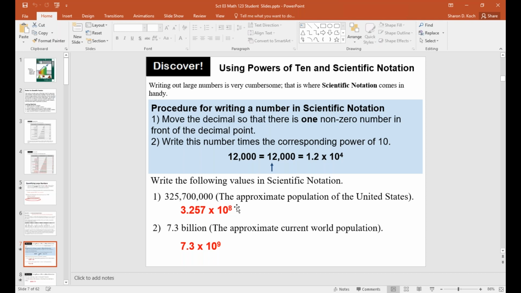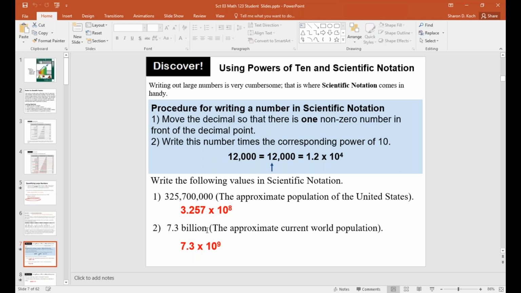Notice that the powers of 10 are not the number of zeros. For some reason, a lot of students think it's the number of zeros that are present. There might not be zeros present on a number, so be careful with that.